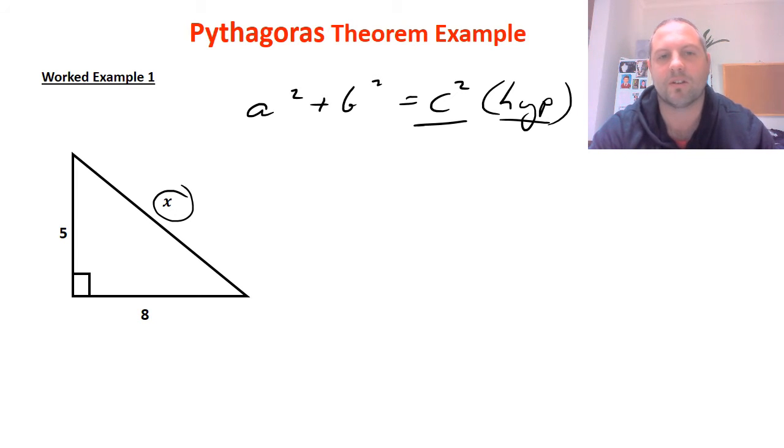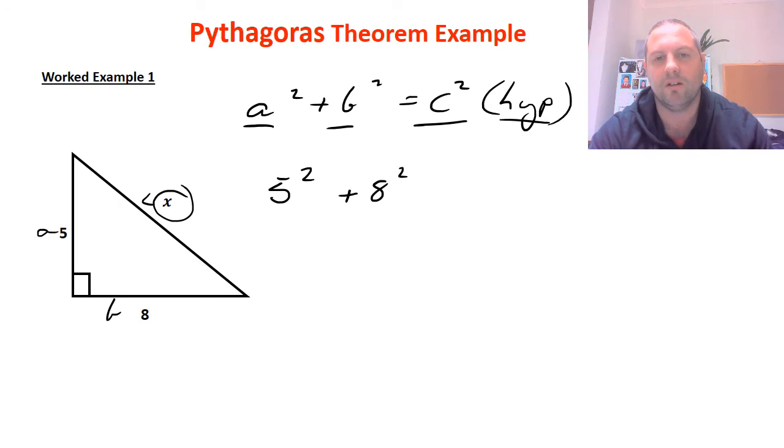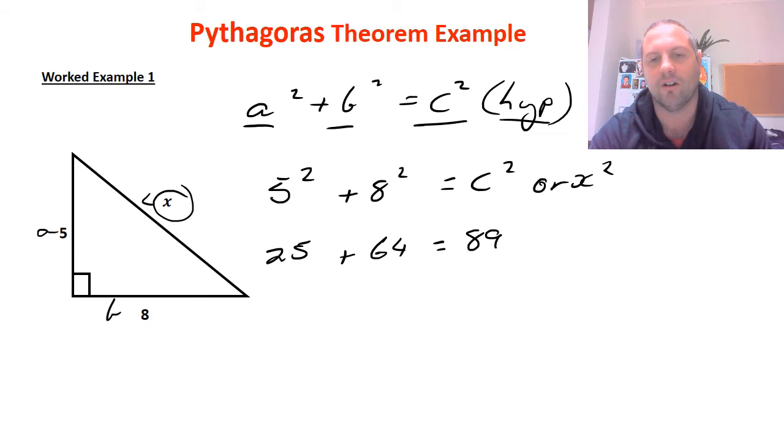Okay, so for this particular question, we're going to substitute A and B. Now, in the last picture we had A, B, and C up here. So we're going to have A squared, so it's 5 squared, plus B squared, so it's 8 squared, equals C squared, or in this case, X squared. We're going to break it down a little bit. We've got 5 squared, which equals 25. We've got 8 squared, which is 64. And if you put these together, you have 89.